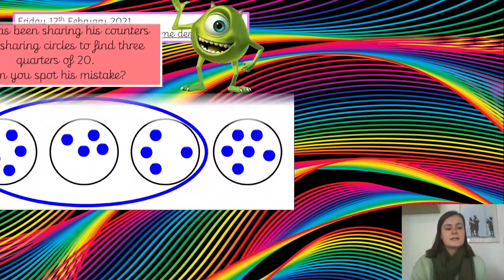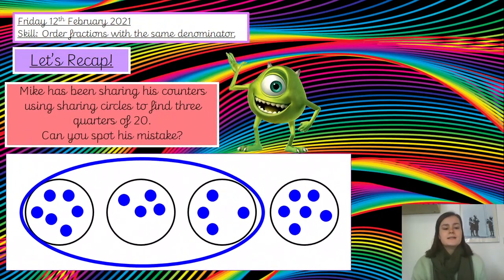Okay, let's recap then. Mike has been sharing his counters using sharing circles to find 3/4 of 20. Can you spot his mistake? Pause the video and have a little discussion, see if you can spot what Mike has done wrong.